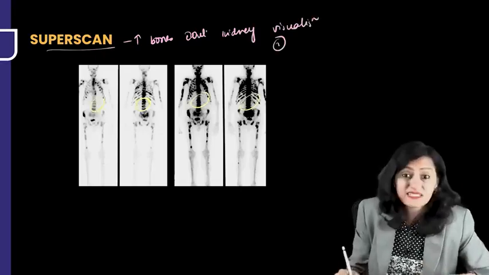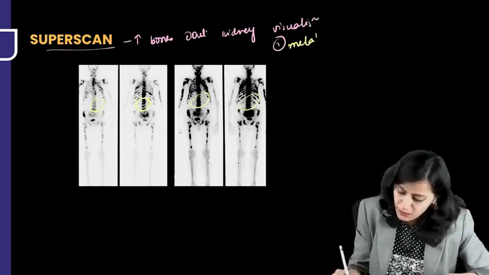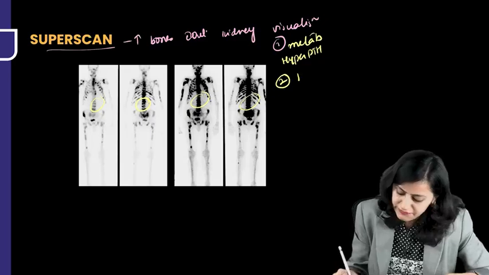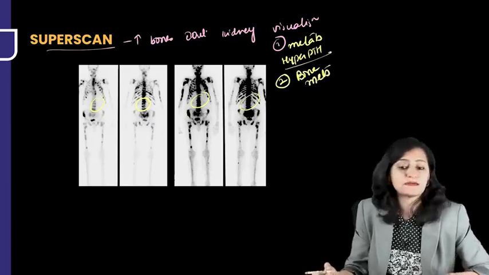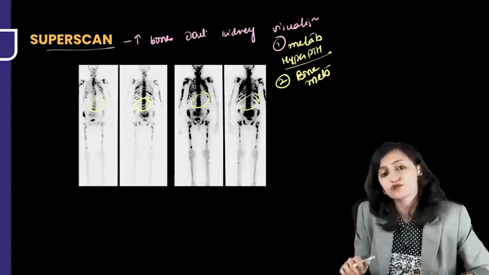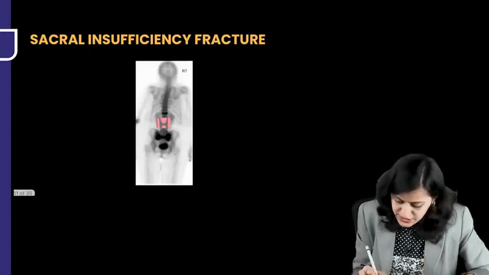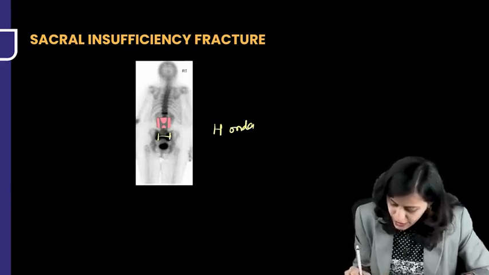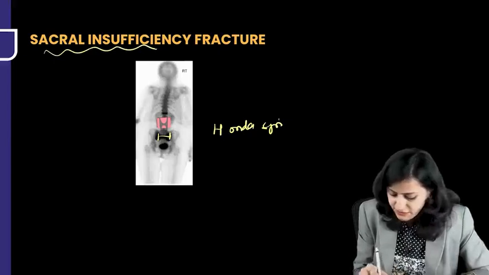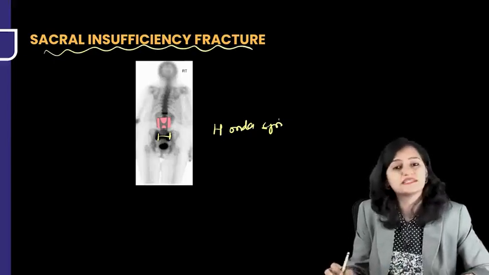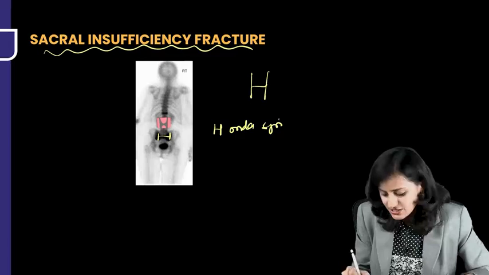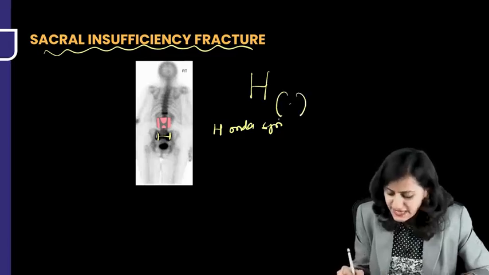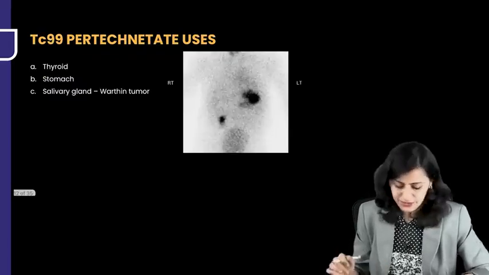What are the causes of super scan? It is metabolic bone disorders like hyperparathyroidism. It is diffuse bone metastasis. Remember, hyperparathyroidism, diffuse bone metastasis, that gives a super scan. What do you see here? In the sacrum, this H sign that is called the Honda sign, that is suggestive of sacral insufficiency fracture. So remember, the H sign is indicating the sacral insufficiency fracture.